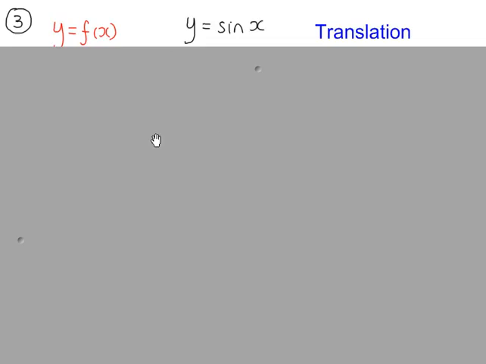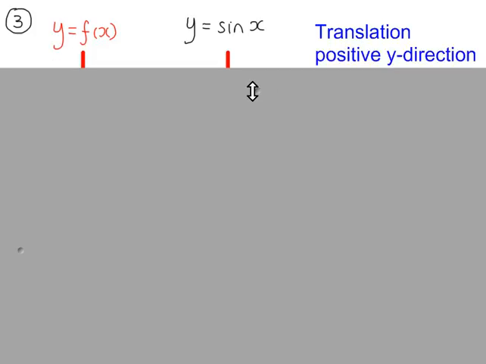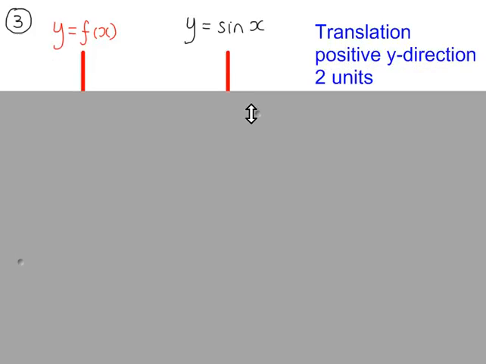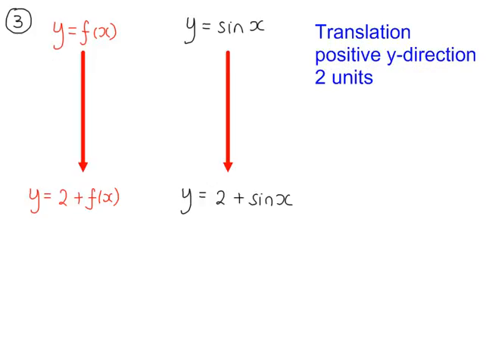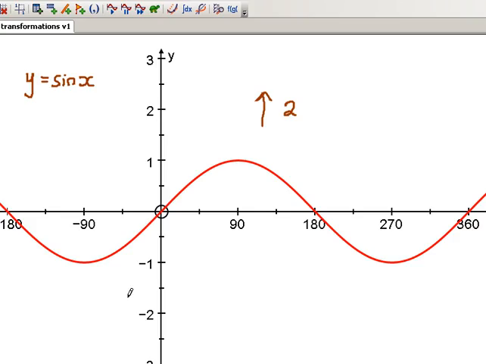Example 3, y is equal to sine x, a translation in the positive y direction by 2 units. So we just add 2 on to the original equation. So the graph of y equals sine x will move up by 2 units.